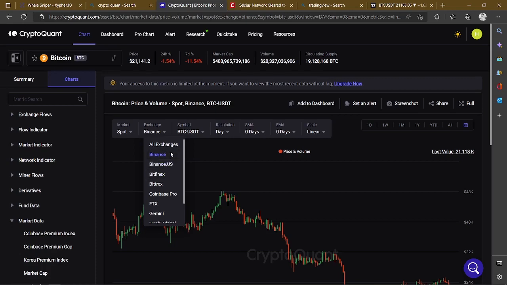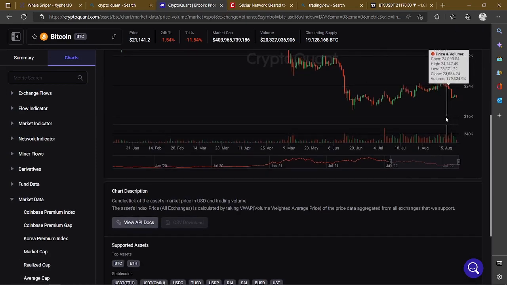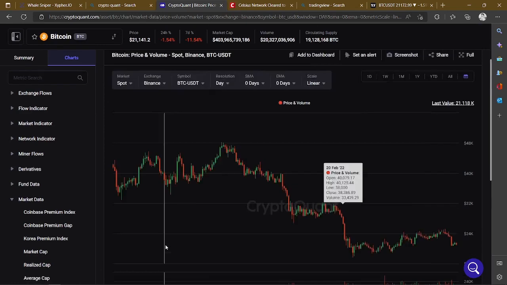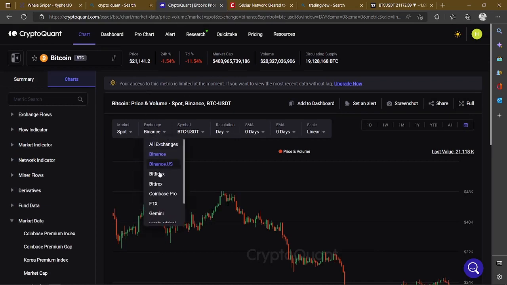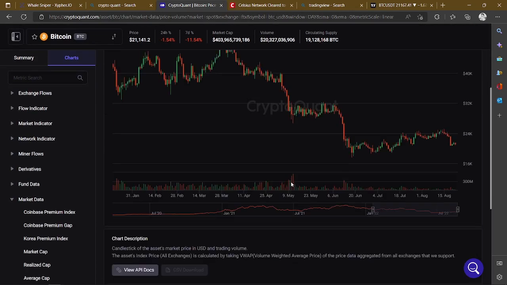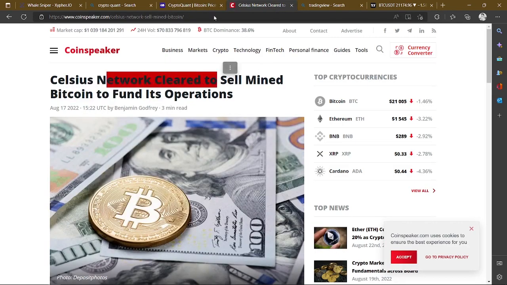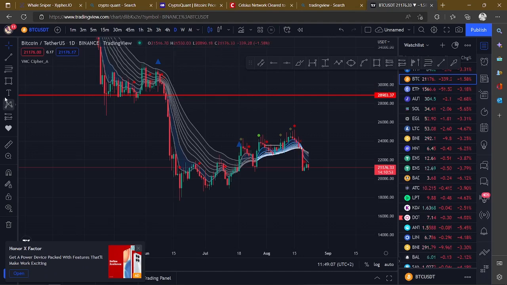If I look at Binance right here, you can see that on 17th of August we had a volume of 200,000. And if I go to FTX, the FTX crypto exchange, and go to the 17th, you can see that we had 66 million volume within 24 hours, and this was done on 17th of August 2022. Meaning that this trade was done on FTX and caused the market to collapse.